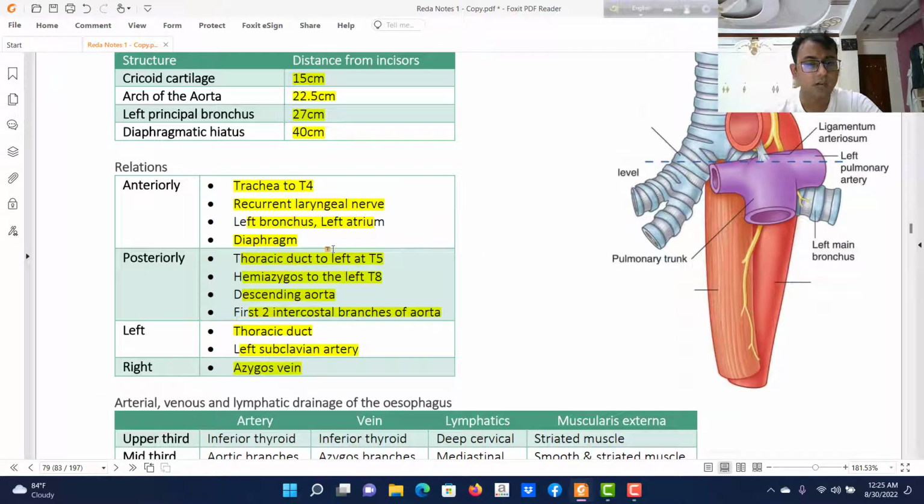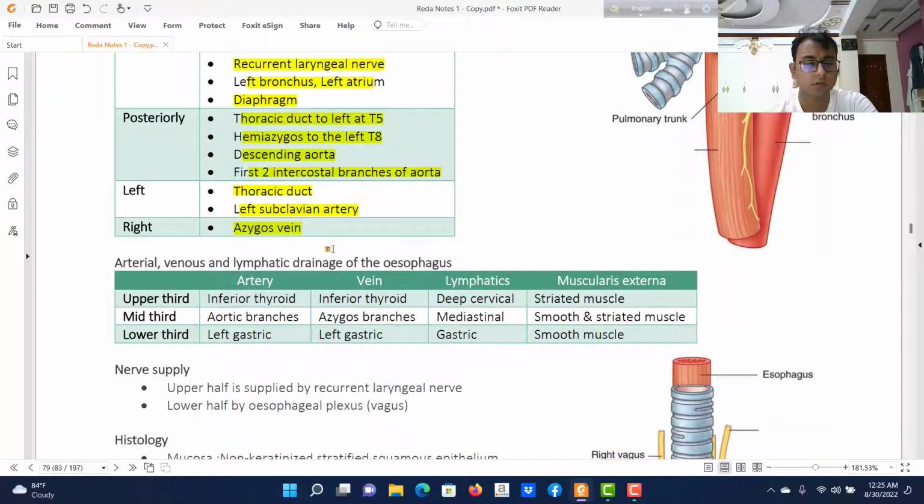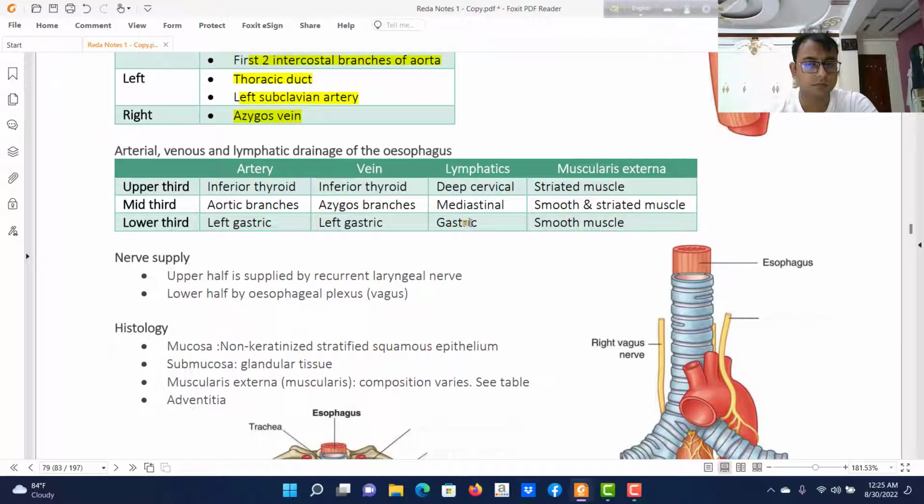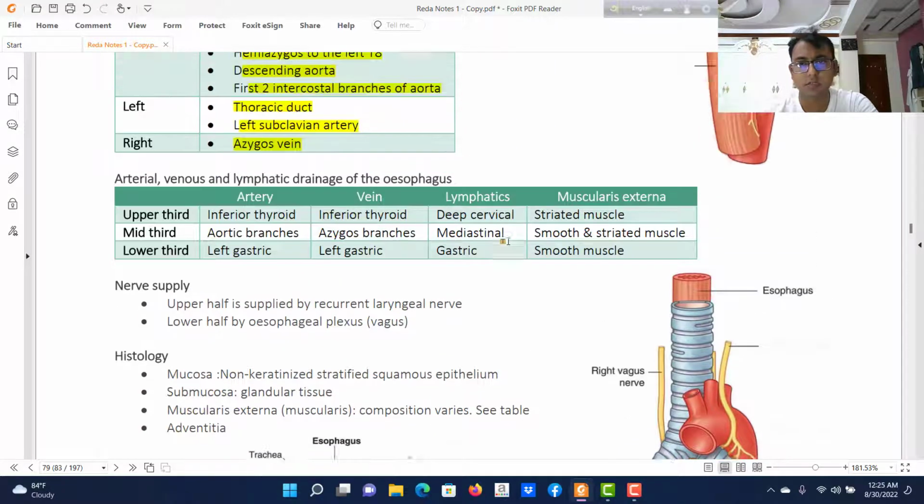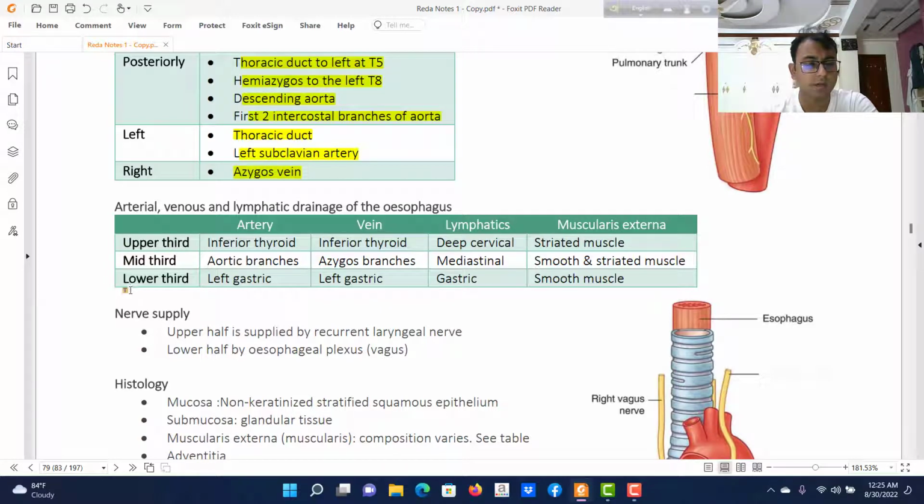Okay, I hope it will be easier when you study alone by watching the long notes as well as the other notes. Okay, arterial, venous, and lymphatic drainage of the esophagus. So it is divided: the upper third, middle third, and lower third. These three important divisions are usually divided by their characteristic changes. That is, upper third of the esophagus is supplied by the inferior thyroid artery. Middle third is aortic branches, that is descending thoracic aorta, and lower third is by the left gastric artery. Veins correspond: inferior thyroid vein, middle portion is azygos vein, and the lower portion is left gastric vein.